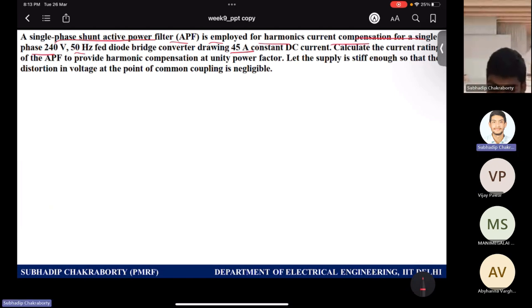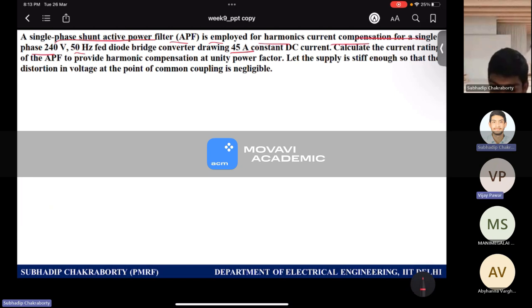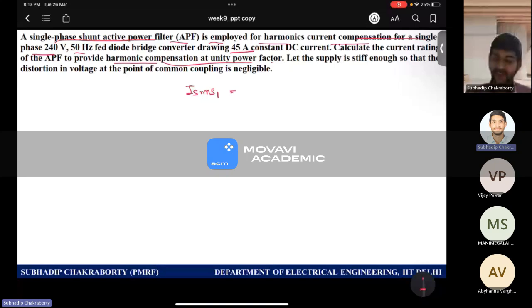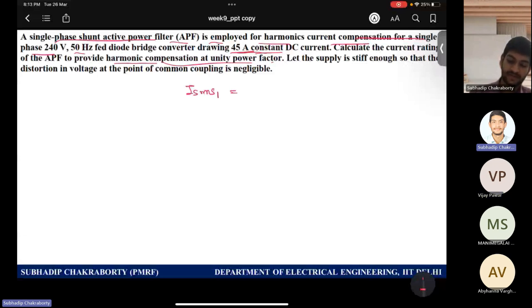So what you need to do, you know ISRMS fundamental. For a square wave, this will be a square wave, right? At the supply side, because it is constant DC current at the DC side. So at the AC side, it will be toggling between plus 45 and minus 45 for a single phase load, fully square wave, 180 degree. So what will be the RMS fundamental at the supply side? 2 root 2 by pi into 45. Calculate what is coming. It is coming as 40.5 amps.